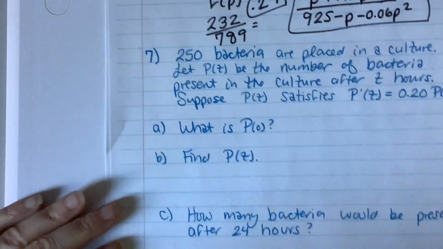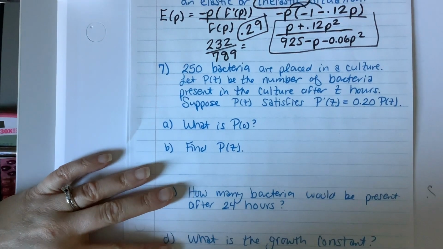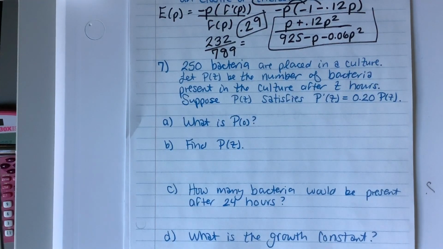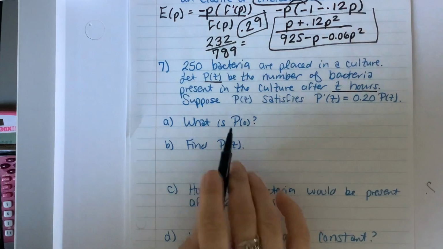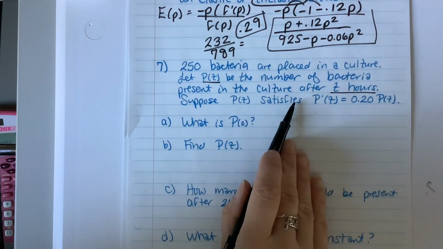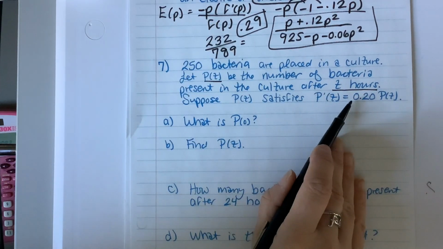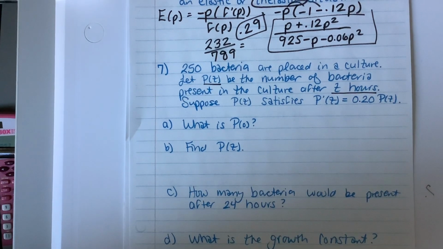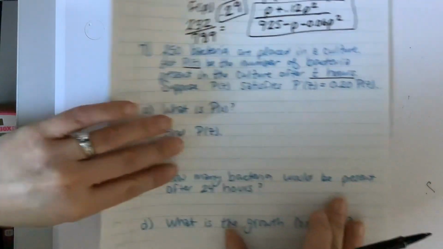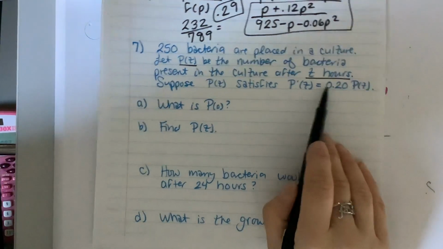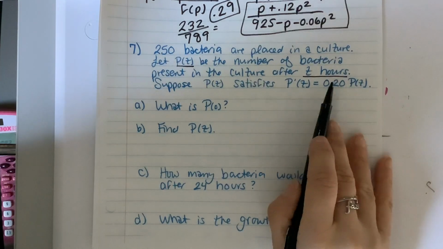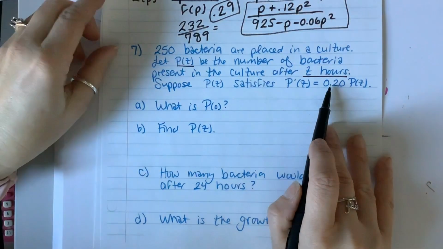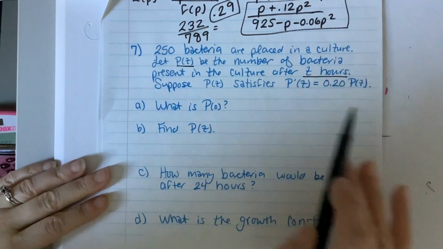If we have 250 bacteria and you place them in a culture, P of T is the number of bacteria present in the culture after T hours. Suppose P of T satisfies the differential equation 0.20 times P of T. This tells us that this is the rate that the bacteria is growing. So your derivative is how many bacteria do you currently have, multiply it by 0.2, and it tells you the rate that it is growing per hour.